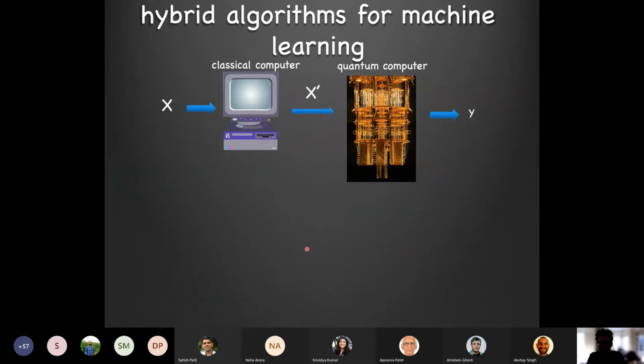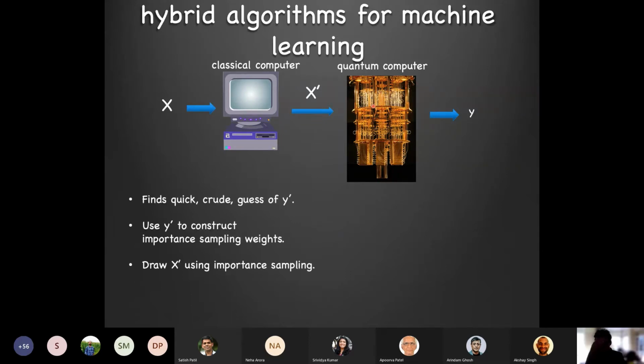So this gives rise to a very simple hybrid algorithm for machine learning. You have a big data set X. It goes to a classical computer that produces a core set X prime. And now the data set is small enough that the quantum computer can analyze it and produce a model Y. If you pay an overhead of iterating through every point in X prime in the inner loop of your quantum computer, that's okay because we've managed to make X prime much smaller.